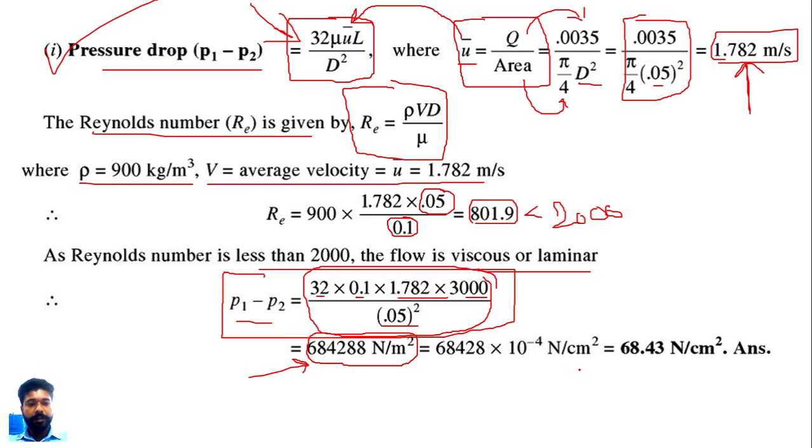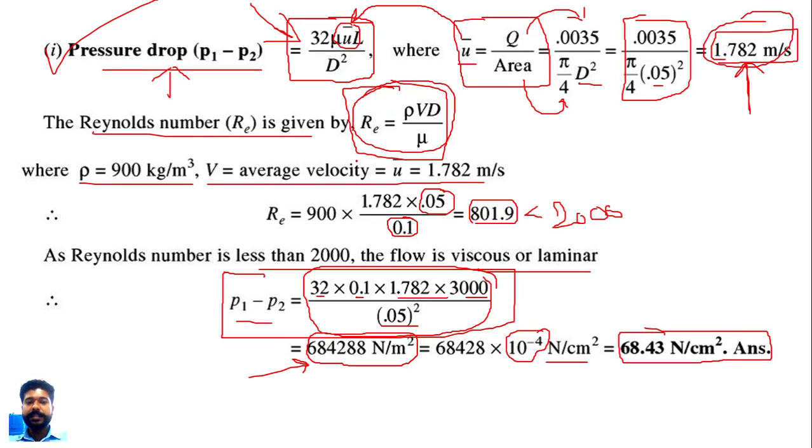And if you need to find it in Newton per centimeter square, simply multiply by 10 raised to minus 4, and it will be 68.43 Newton per centimeter square. So here is our first answer for the pressure drop. First of all, to find the pressure drop in this equation, find this u bar, which is your average velocity, and second, confirm the flow is laminar. So the value of Re must be less than 2000.